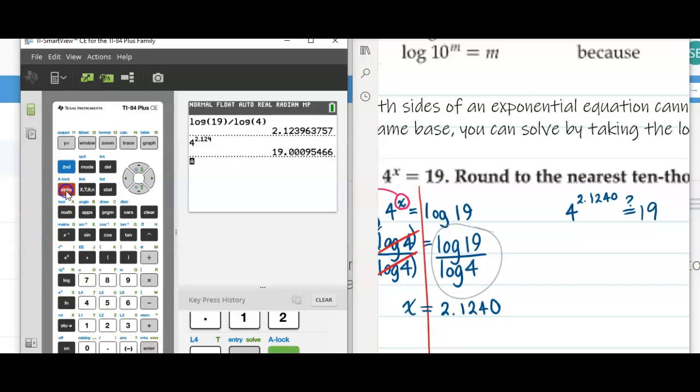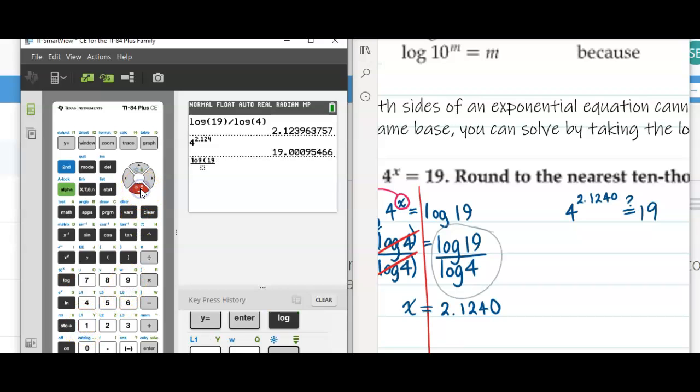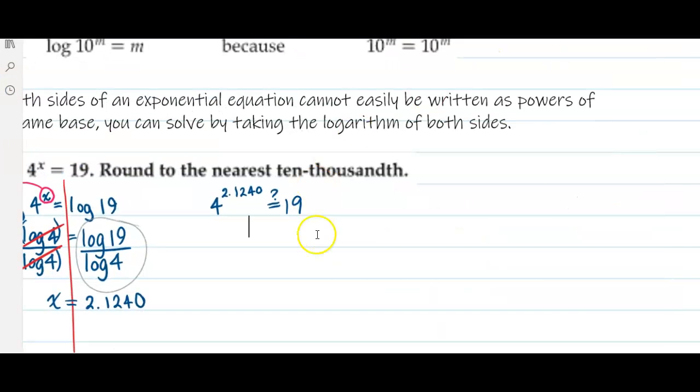You can also use alpha y equals if you'd rather have the fraction and type log 19 on the top and log 4 on the bottom. Notice I'm not closing my parentheses. I could for good measure, but it's going to give me the right answer just because I used the fraction button. It'll still work out. And it actually filled in my parentheses for me. All right, let's take a look at another example.